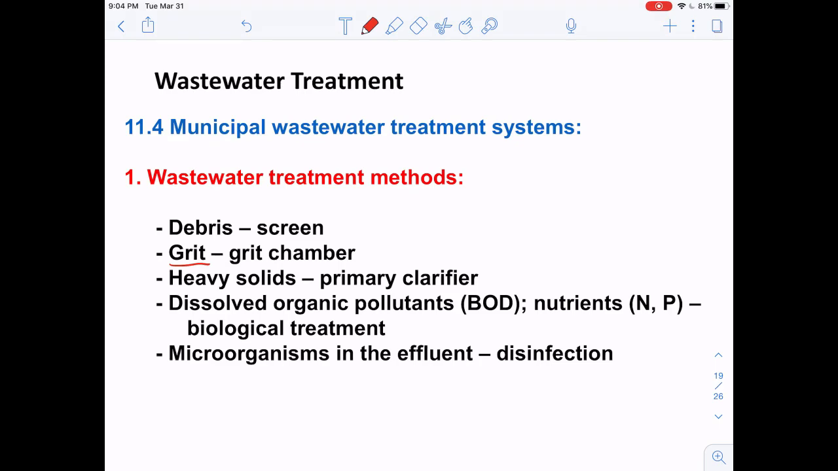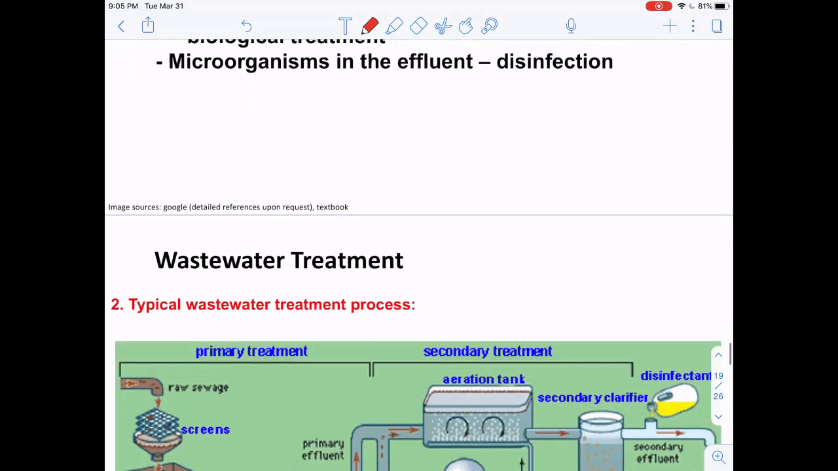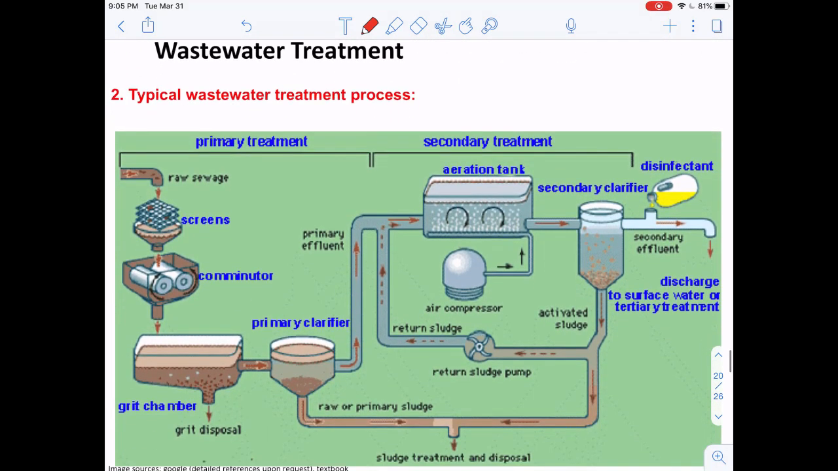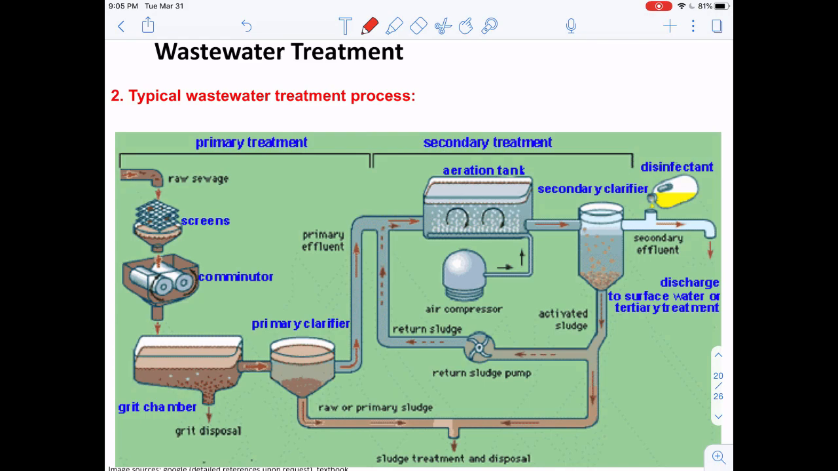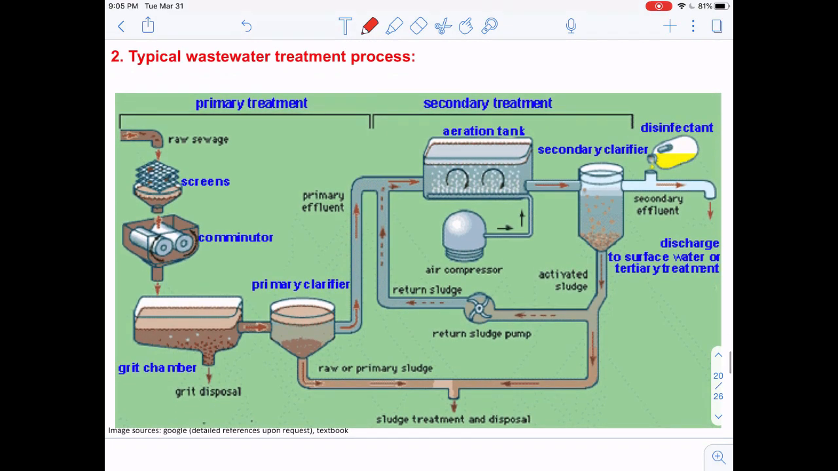For the heavier solids, we'll use the primary clarifier to remove these particles. And in terms of the dissolved organic pollutants, or the BOD, or the nutrients, we're going to use the biological treatment. Okay, and for the microorganisms in the effluent, we'll use the disinfection. So here, we're going to go through the treatment process, which is similar to the contents shown in the video, but it's shown in this graph here.